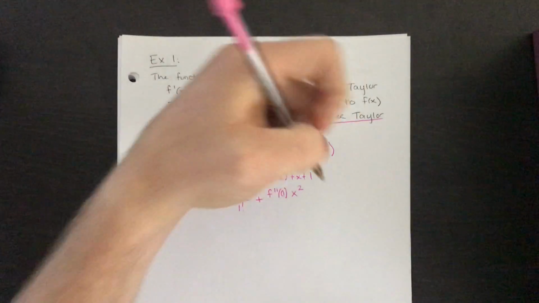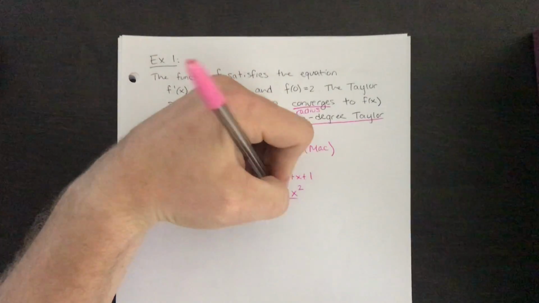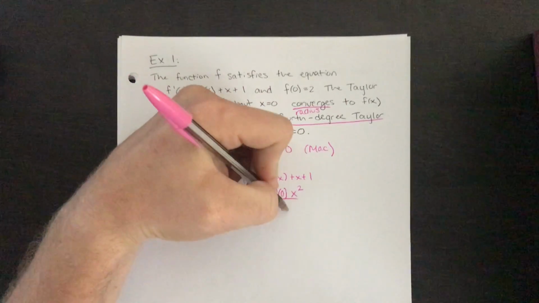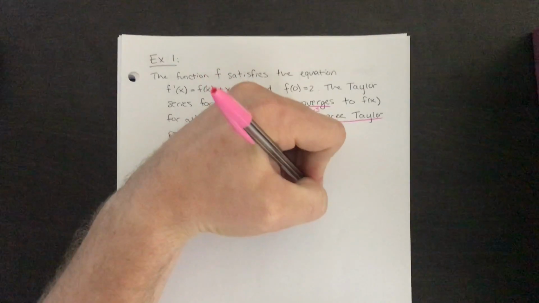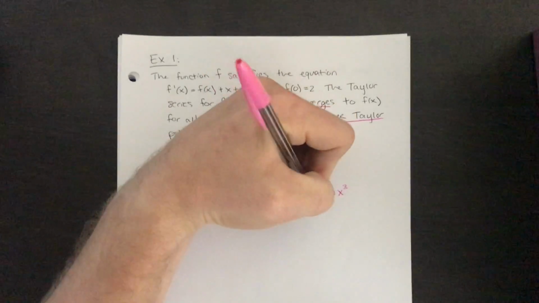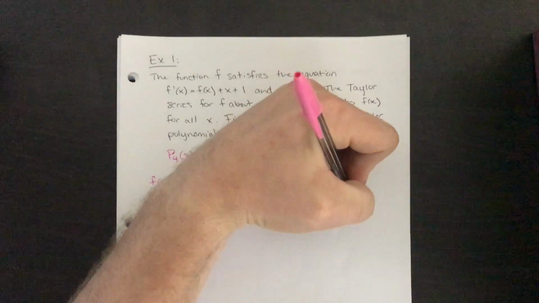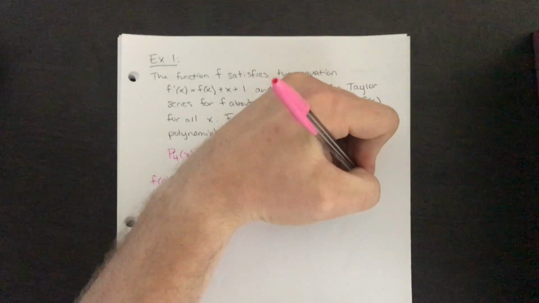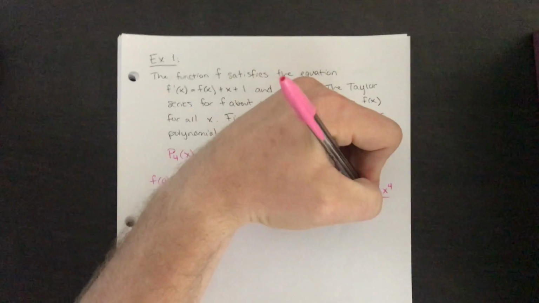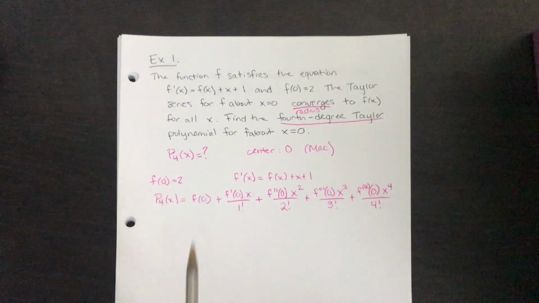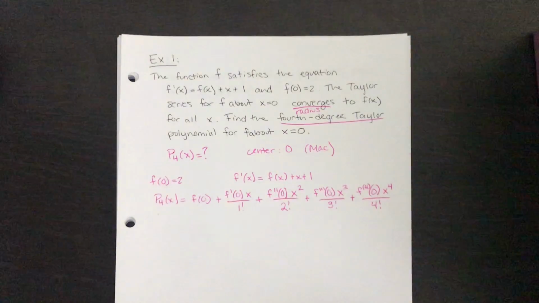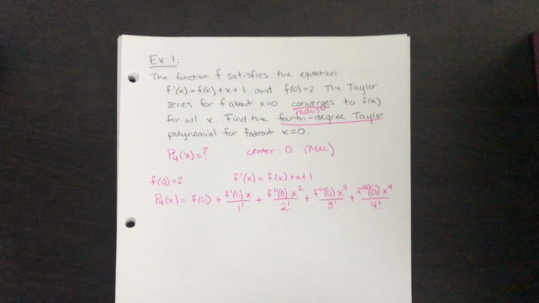I'm not actually putting x minus 0 squared because our center is 0, so I don't actually need to subtract anything from x here. Over 2 factorial plus the third derivative evaluated at 0 times x to the third over 3 factorial plus the fourth derivative evaluated at 0 times x to the fourth over 4 factorial. So now I have 5 terms, but my degree is 4, so I need all 5 terms in order to actually have a degree 4 here.